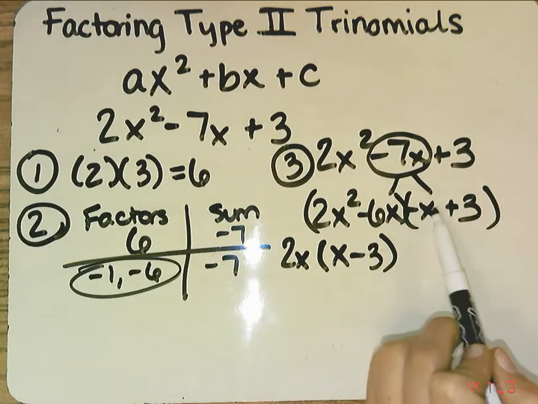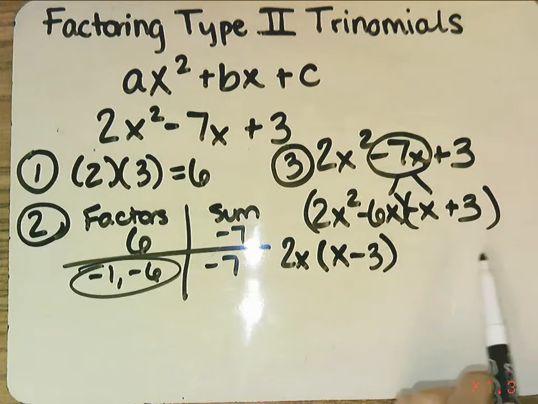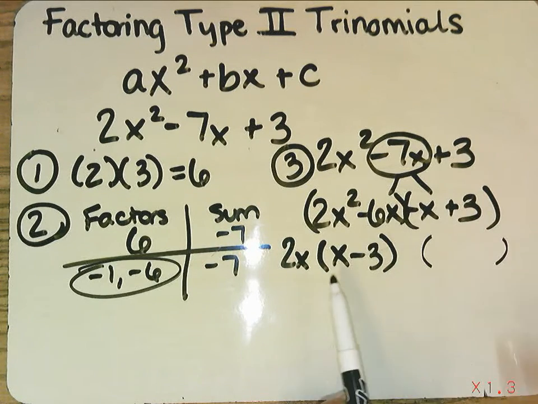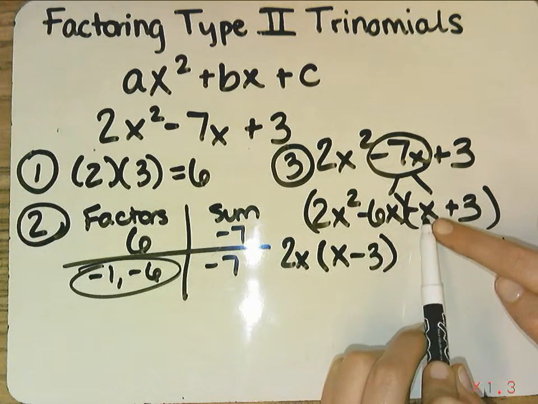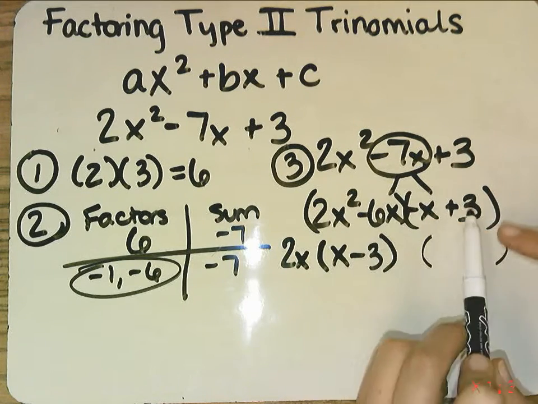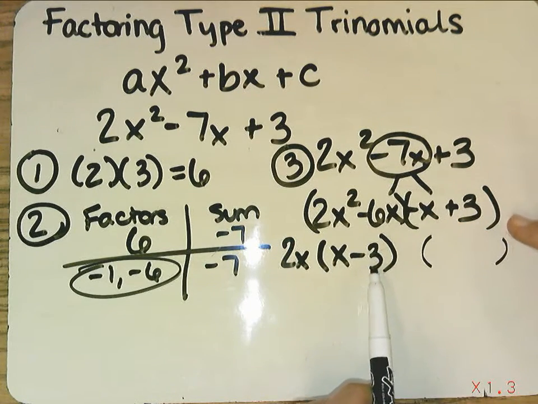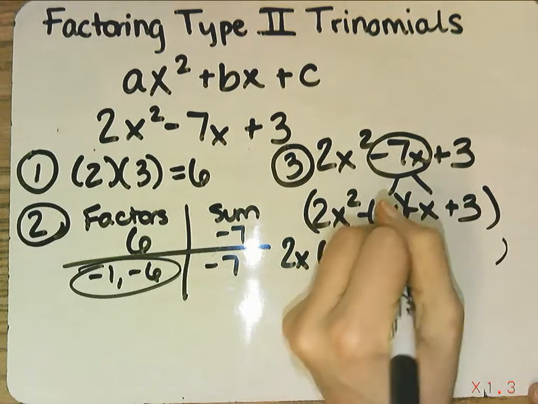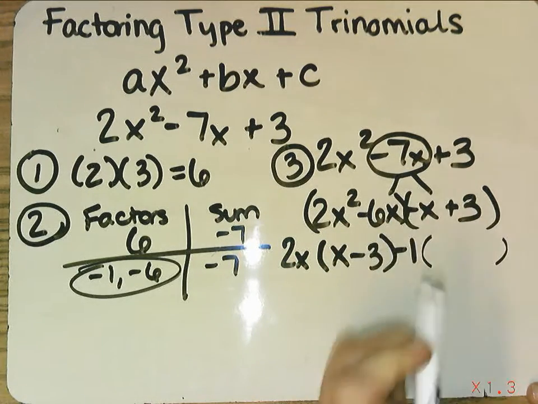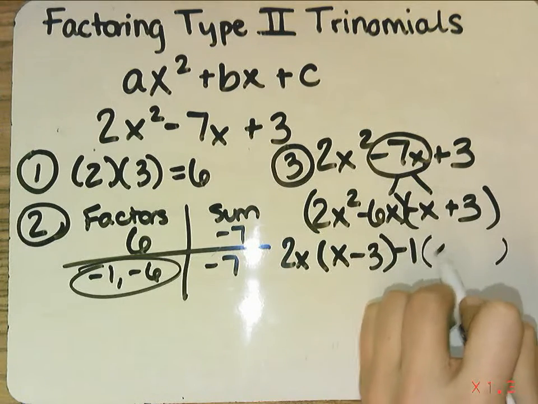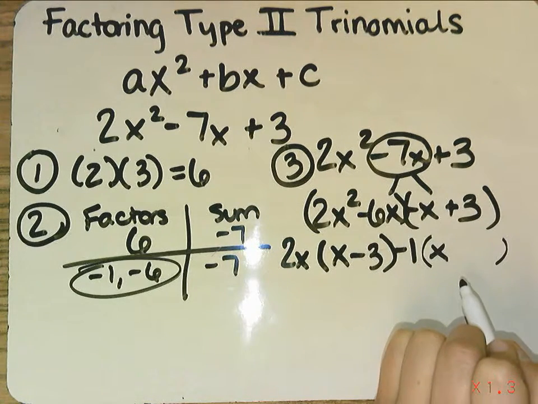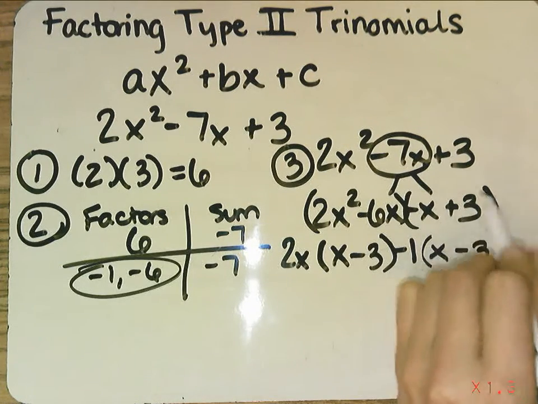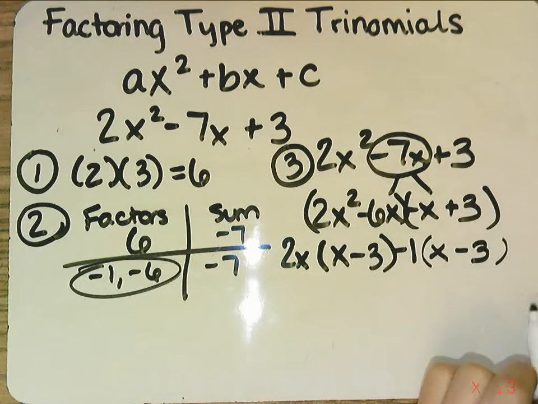Here I have -x plus 3. I want the exact same thing in parentheses here that I have over here. If you'll notice, this is -x, this is +x, +3, -3. I need opposite signs from what I have, so I'm going to factor out a -1. -1 times +x gives me that -x. -1 times -3 gives me that +3.